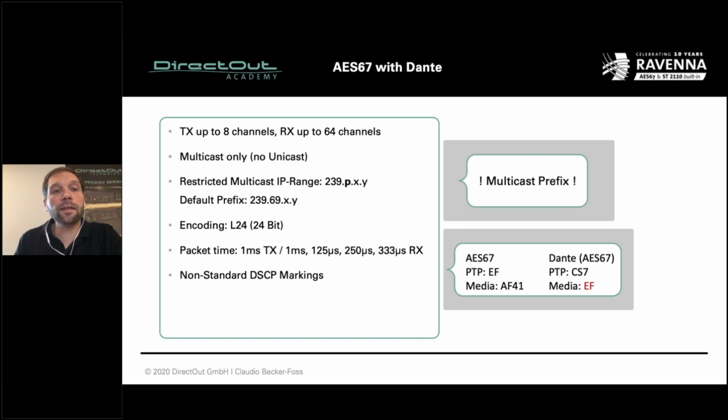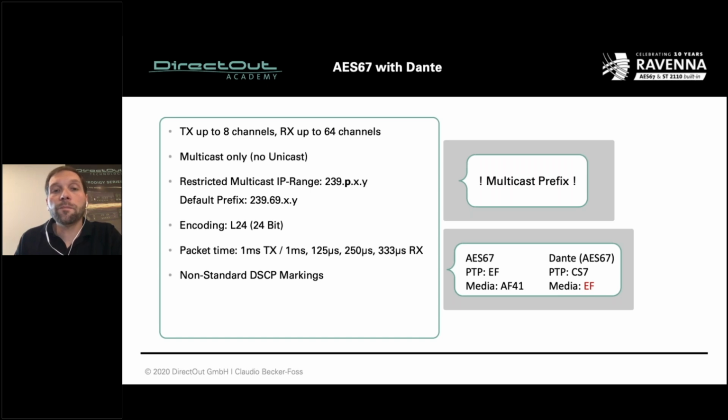And then there's another thing. There are non-standard DSCP markings in use. The AES67 standard specifies EF for the DSCP marking, the quality of service marking of PTP, and AF41 for the media packets. Whereas Dante uses CS7 for PTP. That is fine. It's just a higher priority. But for the media packets, they use EF.